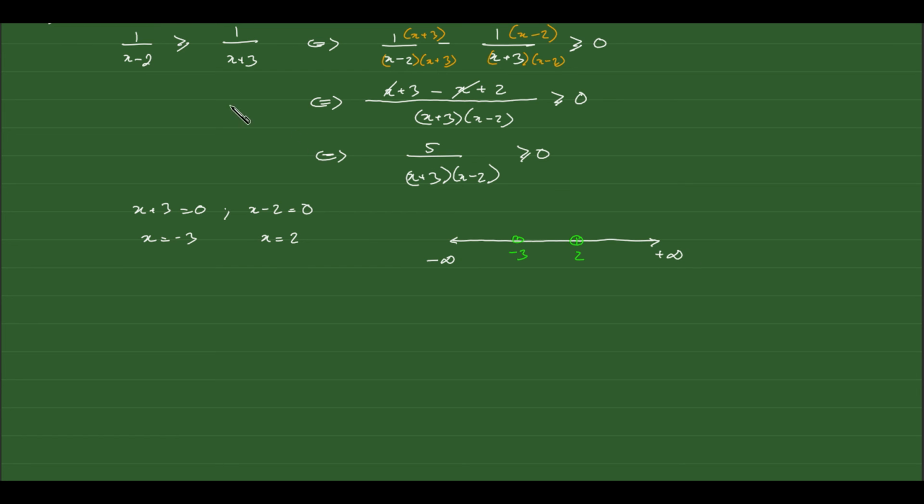And now we're going to check the interval notation. Pick a value here: 0 is positive. Pick -4, positive. We want greater than, so we're going to take this and this. Then the final answer will be negative infinity to -3 with a parenthesis. Even though it's equal, it must be a parenthesis here because it's under the denominator. Union 2 to positive infinity.